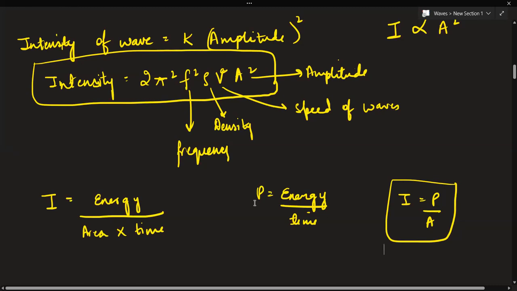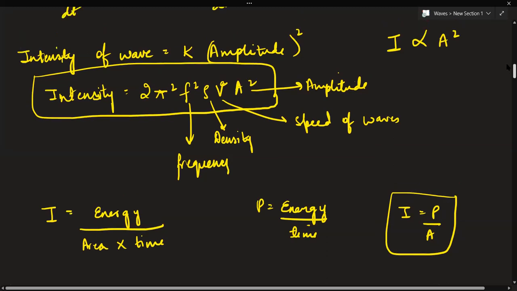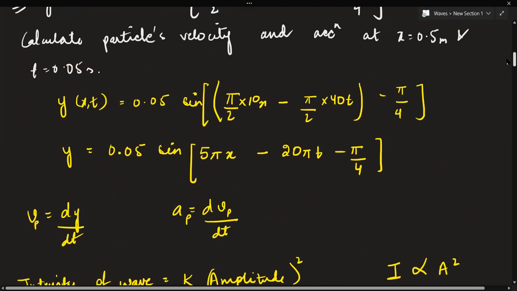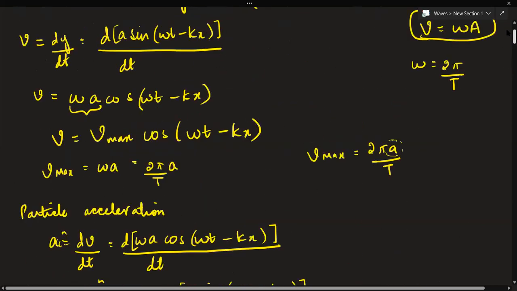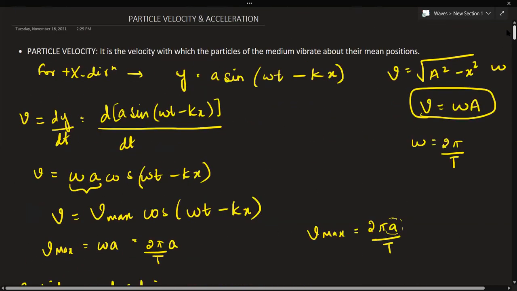Find particle velocity and particle acceleration. Are these clear? Also solve this after the class. This velocity will come out to be, I think, 2.22 meter per second something, once you put in the values of x and t. Clear? Yes, ma'am. Just note it down: particle velocity and acceleration.